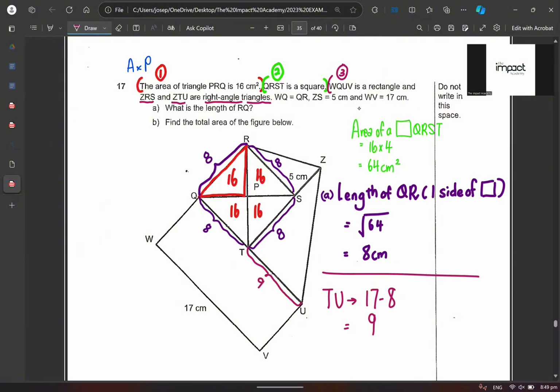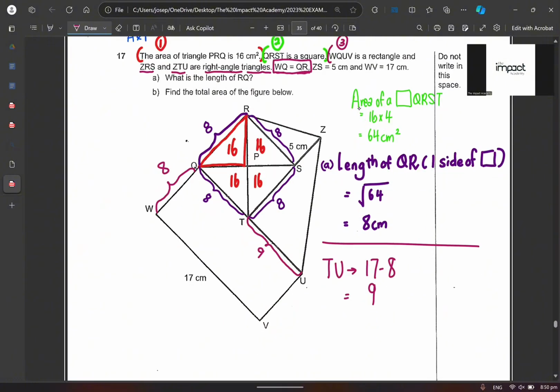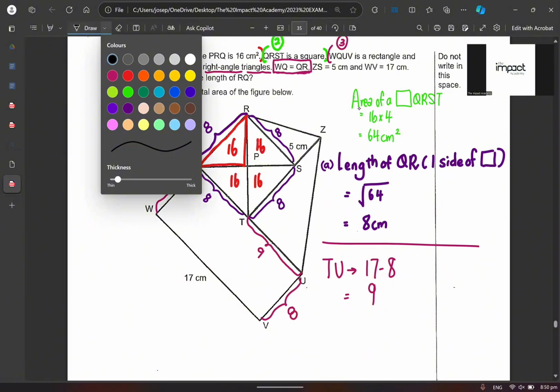Then they also went on to say that WQ equals QR. Where is WQ? WQ is over here, right? It equals QR, and QR is 8. Isn't it true that this is also 8? Makes sense, right? Because of this sentence: WQ equals QR. So we want a mirror image, and this is 8 cm. Do you understand?